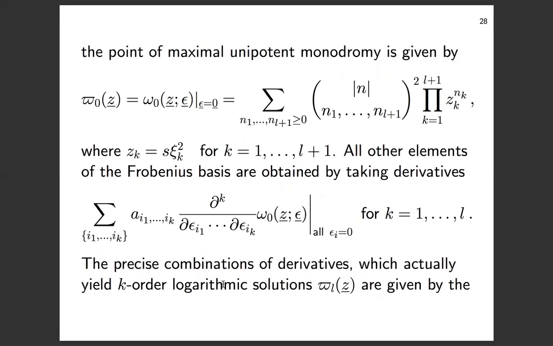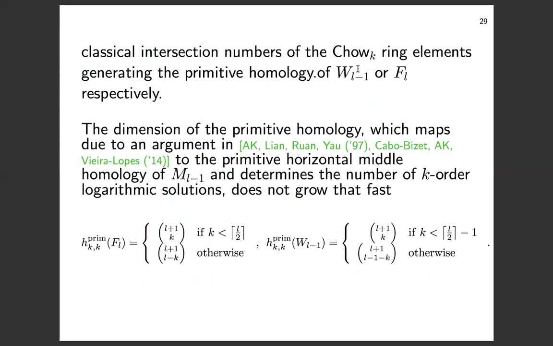And the precise combinations that you have to take of these derivatives is given to you by mirror symmetry, by the intersection numbers of the Chow ring in the primitive cohomology of this manifold. And as I said, the good thing is that the primitive cohomology doesn't grow very fast, so it grows binomially. So you still have good control over the solutions that you need in order to linearly combine this Feynman graph.